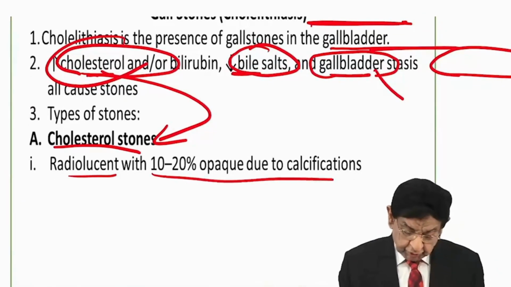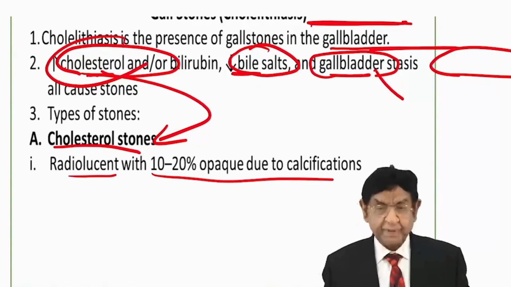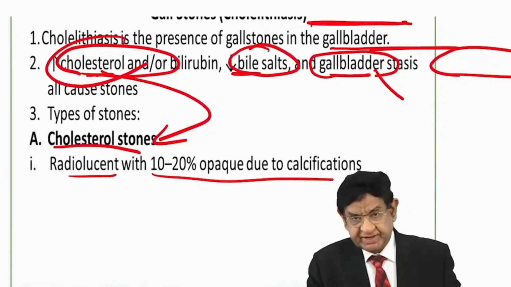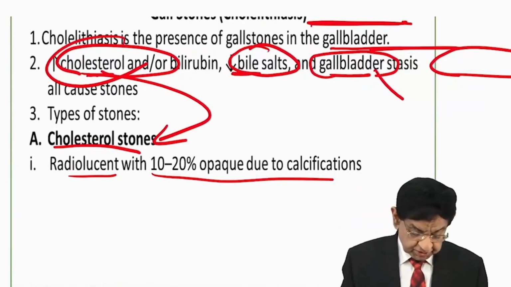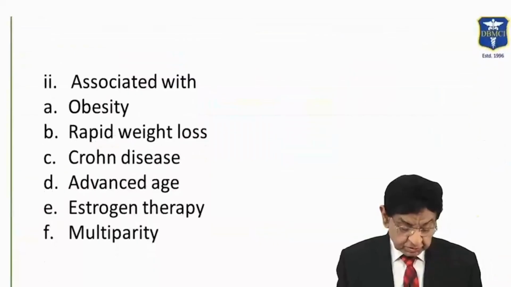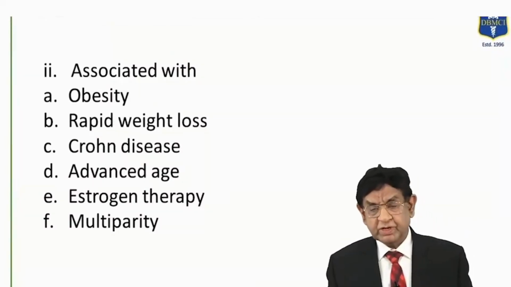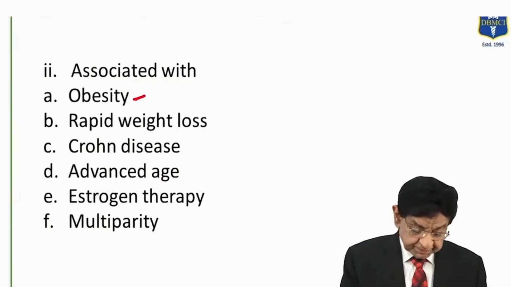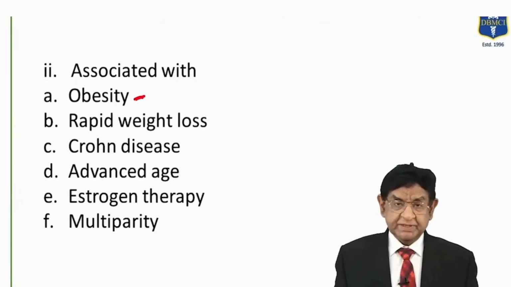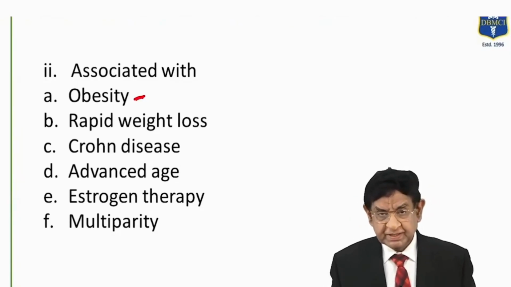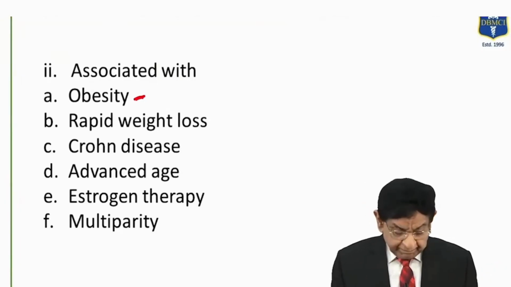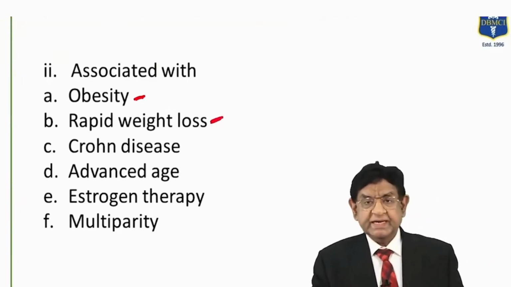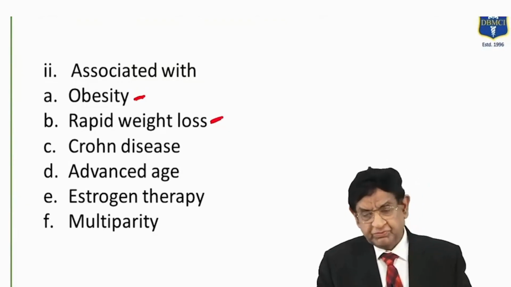Okay, only 10 to 20% are opaque because they may have some calcification. So by and large, cholesterol stones are radiolucent, and only 10 to 20% are opaque. So the cholesterol stones are seen in which type of patients? Obese patients. Definitely, obese patients tend to have a high amount of cholesterol. But rapid reduction of body weight further predisposes to stone formation.